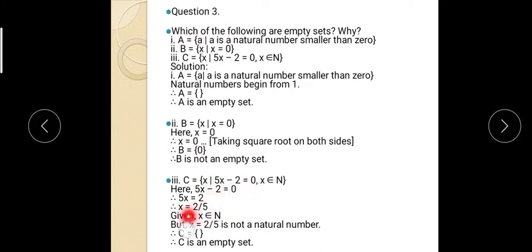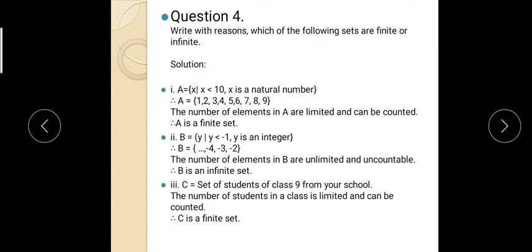So see, 5x minus 2 is equal to 0, 5x is equal to 2, x is equal to 2 by 5. So is 2 by 5 a natural number? No, it is a fraction. It is in the real numbers. And therefore x equal to 2/5 is not a natural number, and therefore set C is an empty set. Understood, students? Now the next question I am going to explain to you.